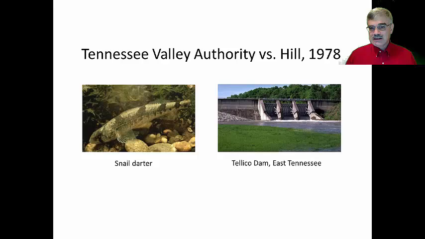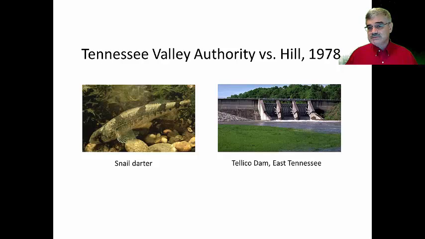one of these rivers. And so there was a case brought all the way to the Supreme Court, the Tennessee Valley Authority versus Hill, that ruled that the building of this dam had to be stopped, even though it was about 90% complete, because the snail darter was on the endangered species list.